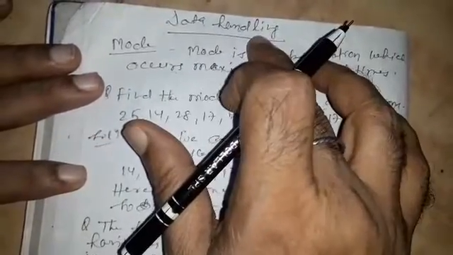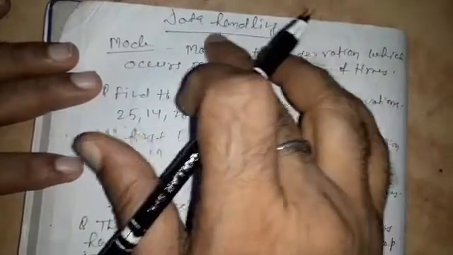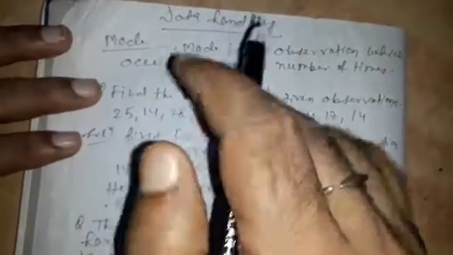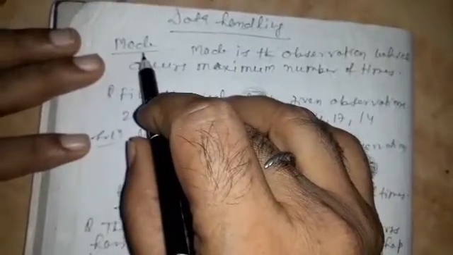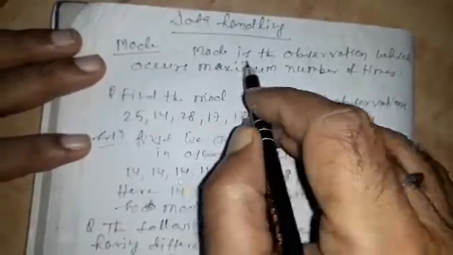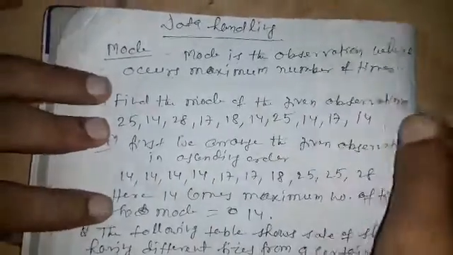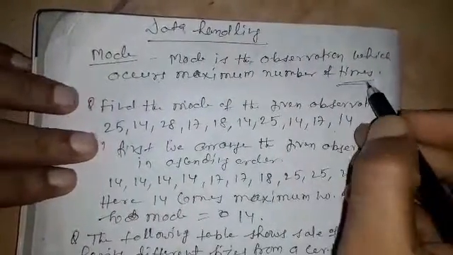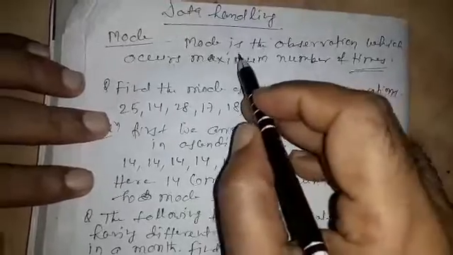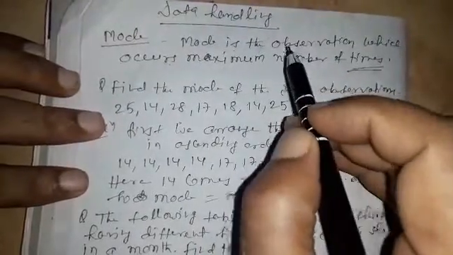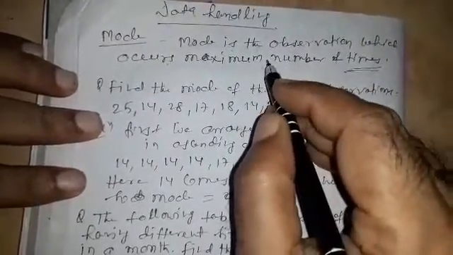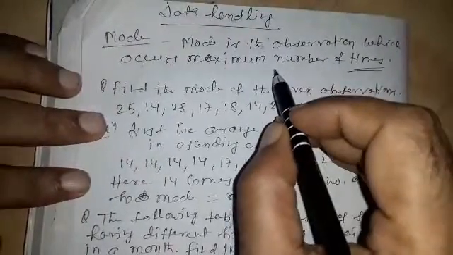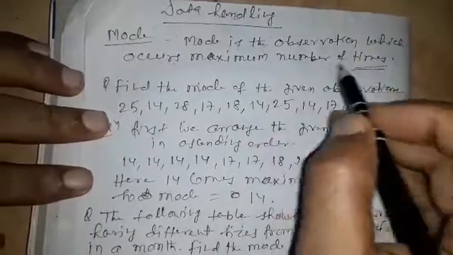We have already learnt about mean and median and what is data handling. Now we will discuss mode. What is mode? Mode is the observation which occurs the maximum number of times. Given observations, a particular observation which occurs maximum times is called the mode of the observation.